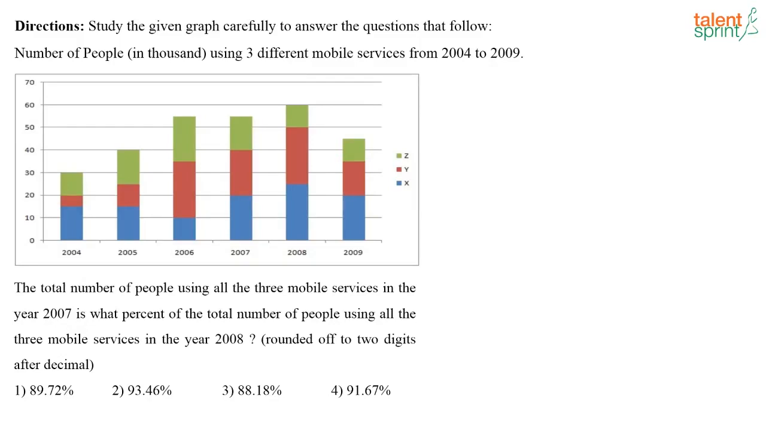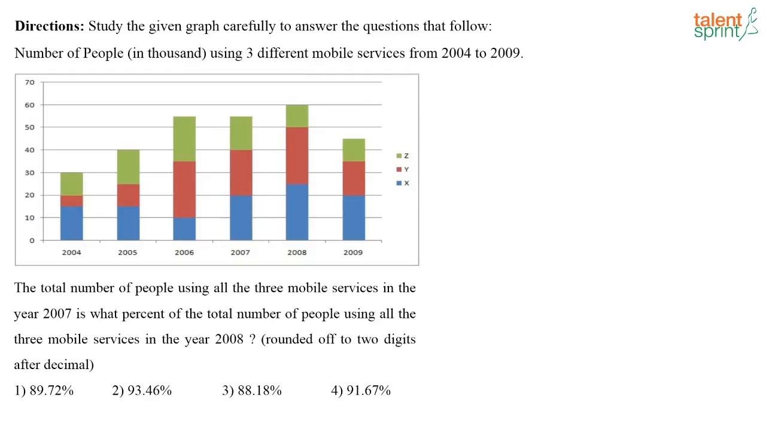Next one. The total number of people using all the 3 mobile services in the year 2007 is what percentage of the total number of people using all the 3 mobile services in the year 2008? Again, here you have to approximate. They are saying rounded off to 2 digits after decimal. Okay, they have given the answers like that, options like that. What's the answer for this one?